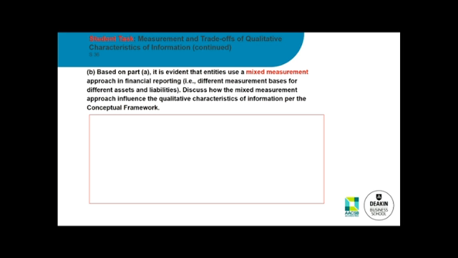So, as we said, it's evident that entities use a mixed approach, different bases. Discuss how the mixed measurement approach influences the qualitative characteristics of information. All right, again, I'll give you a couple of minutes to answer that one.